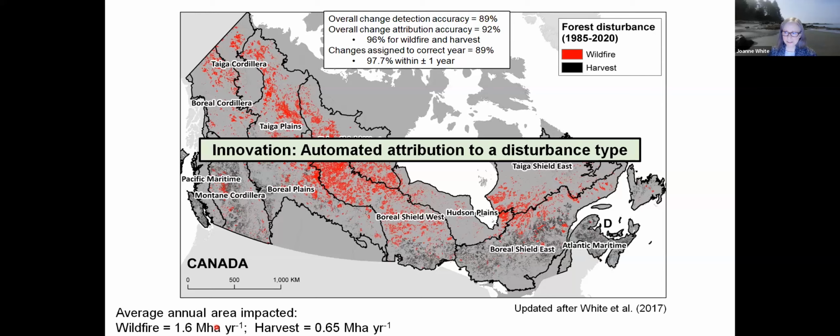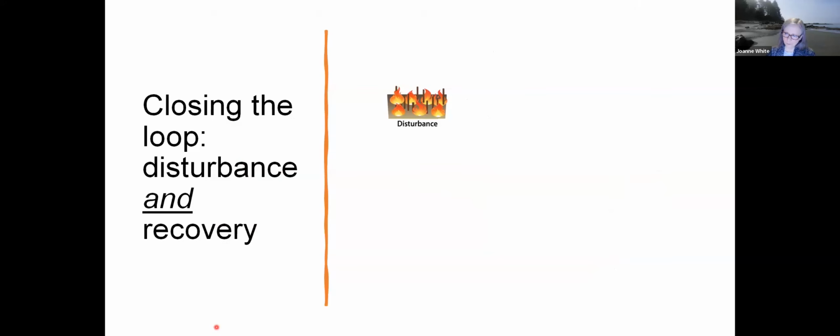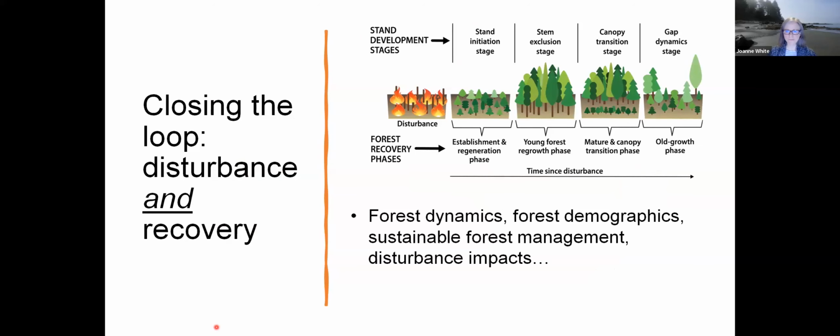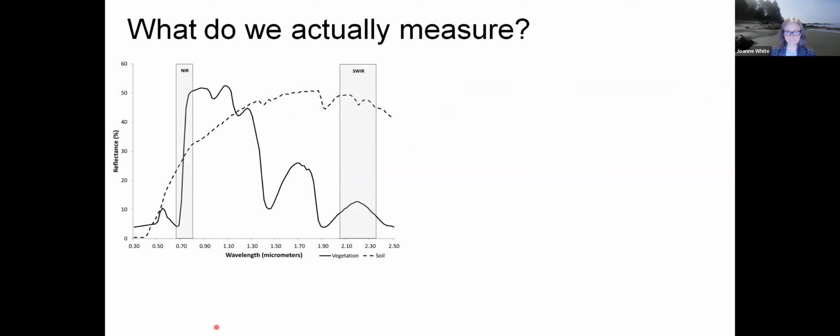So what time series has really done for recovery assessments is allowed us to, I like to say, close the loop. For a long time, remote sensing science focused almost exclusively on disturbance detection and change detection. And time series data have really allowed us to take a much more holistic view of what's happening in the forest. And this is important for many things: forest dynamics, forest demographic models, sustainable forest management, obviously, and for assessing the impacts of disturbances, among others.